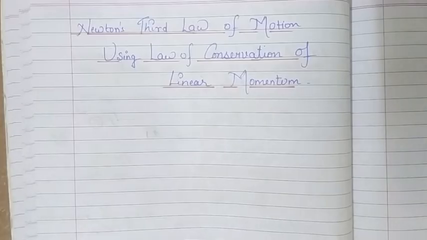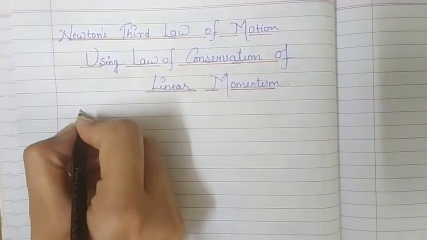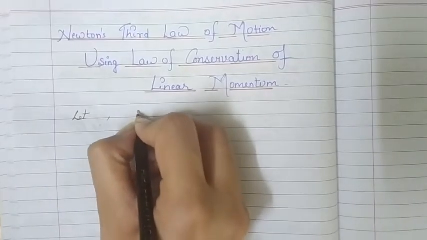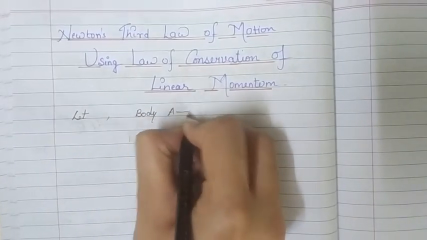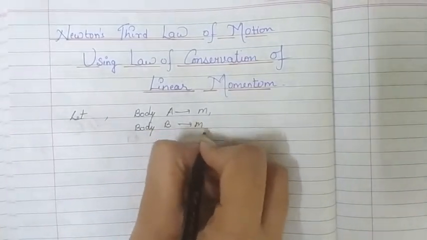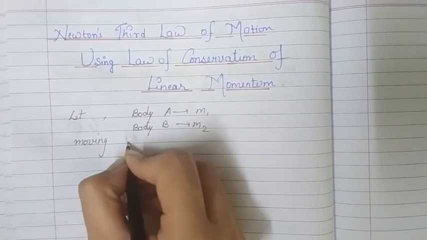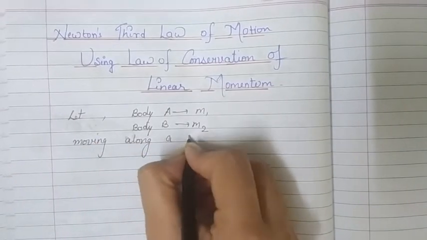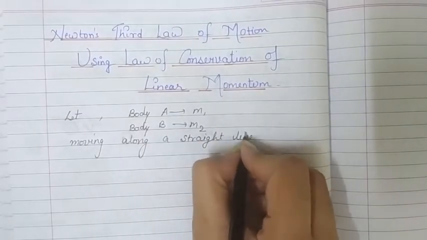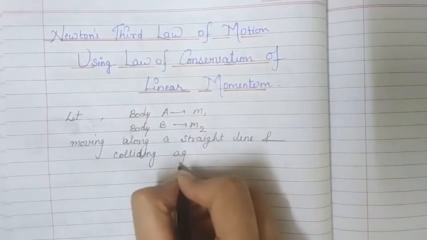For this, let us consider two objects, A and B, with masses m1 and m2 respectively. So we are assuming two bodies, body A of mass m1 and body B of mass m2, moving along a straight line and colliding against each other.